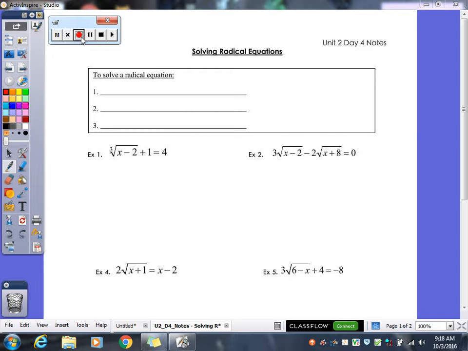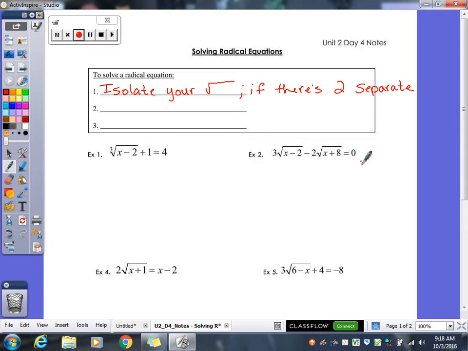So our steps for solving those is you want to first isolate your radical. If there's two, separate them. Meaning you want one on one side of the equal sign, you want the other one on the other side of the equal sign. You do not want two radicals on the same side. Second step, you're either going to square or cube both sides of your equal sign. And then third step, you're going to solve and check your answers.